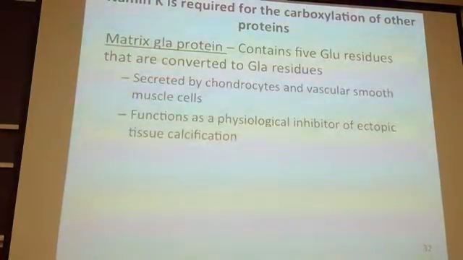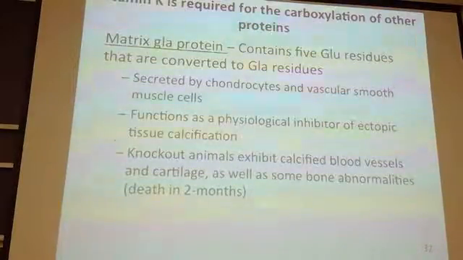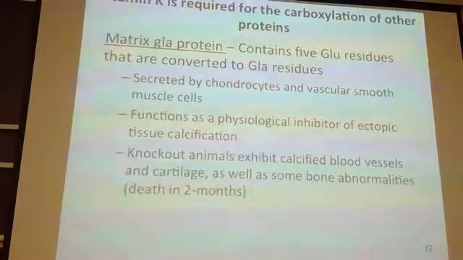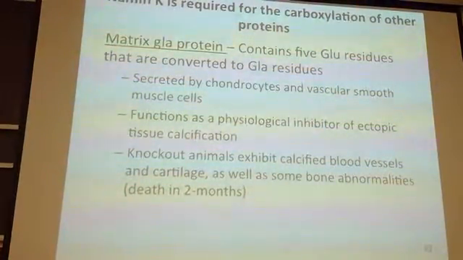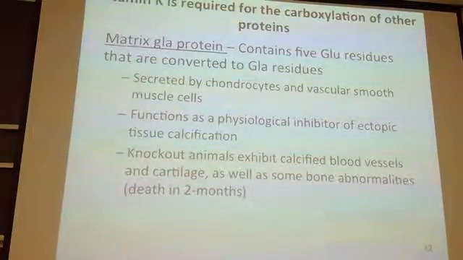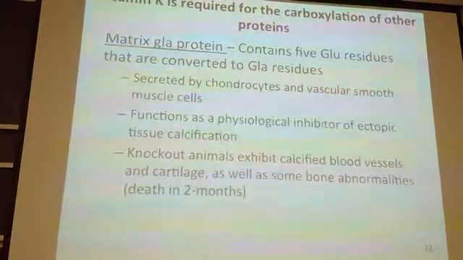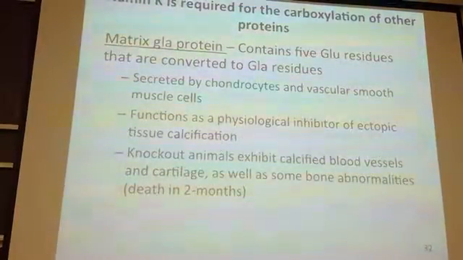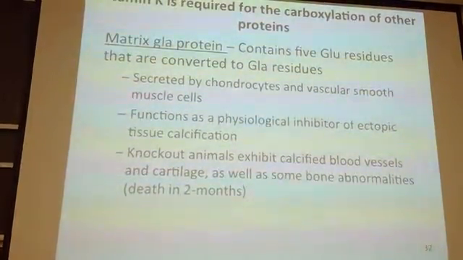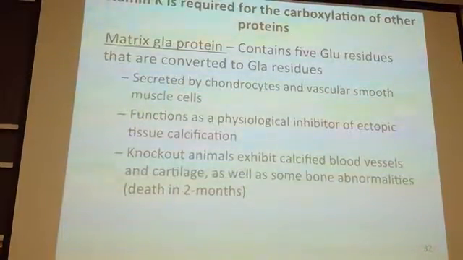This matrix GLA protein acts as a physiological inhibitor of ectopic tissue calcification, and it was observed that in knockout animals, when you deleted this protein in mice, they exhibited calcified blood vessels and cartilage, which is abnormal, as well as some bone abnormalities, and these animals died within 2 months. There are actually human patients with mutations in this matrix GLA protein that exhibit calcification of blood vessels as well as bone deformities.